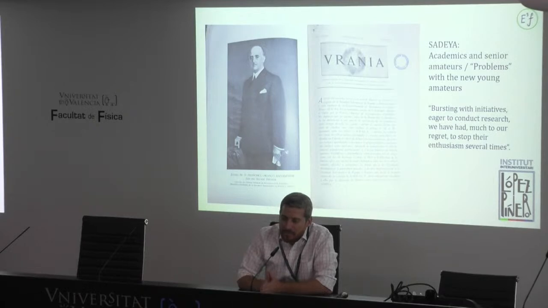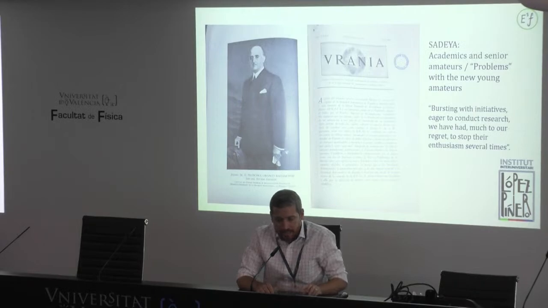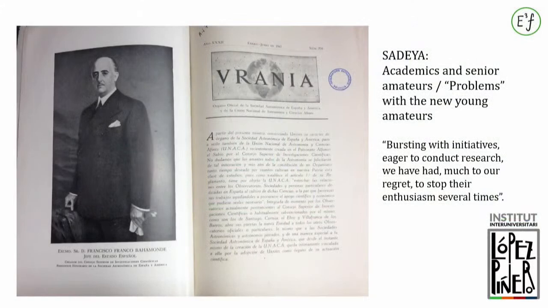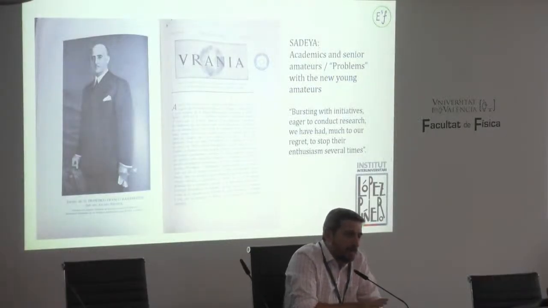What happened here is very interesting also because the society was run by professional astronomers, but also senior amateur astronomers. And despite the fact that they tried to encourage the interest of amateurs, for instance by encouraging the observation of variable stars and other programs, they also had to deal with the enthusiasm, as they put it, of young people. There is a quotation there about such interest, and the president of the society in a discourse in 1944 said, I don't have my glasses here so I can read it: "bursting with initiatives, eager to conduct research, we have had much to our regret to stop their enthusiasm several times." So young people were like, we want to do things, but we're not very happy about the way things are being done in this society.